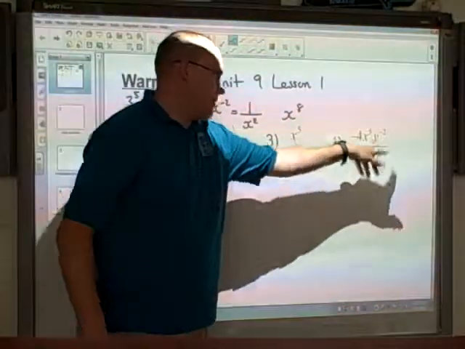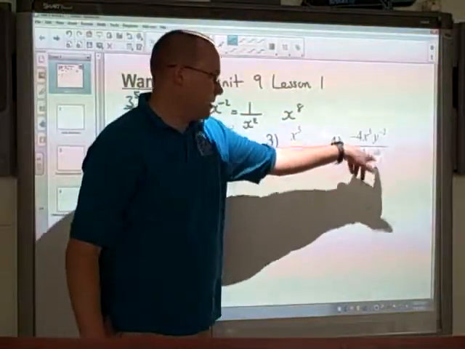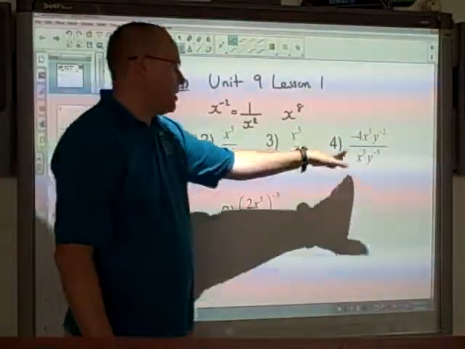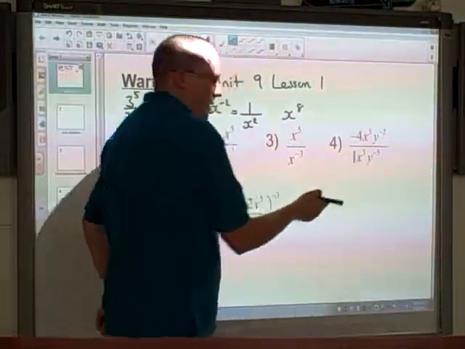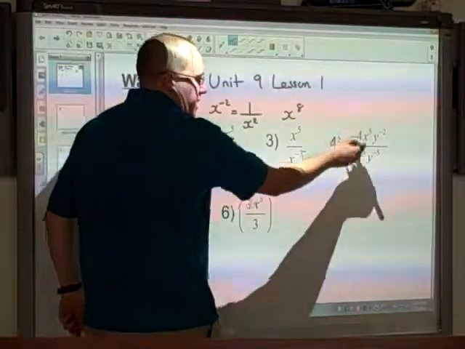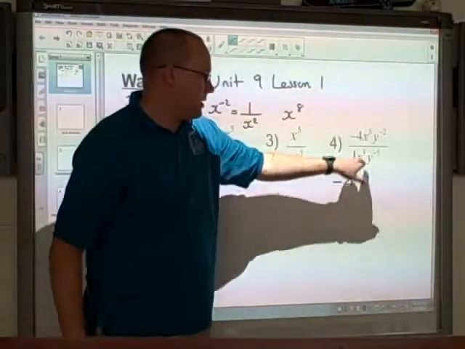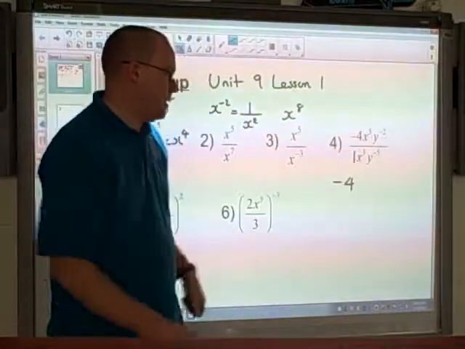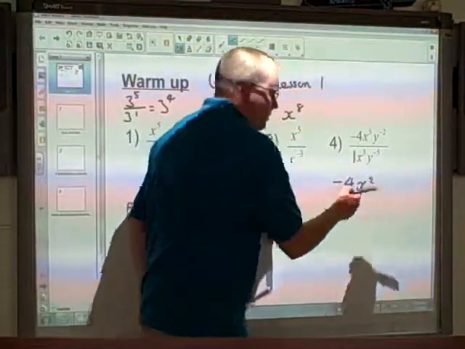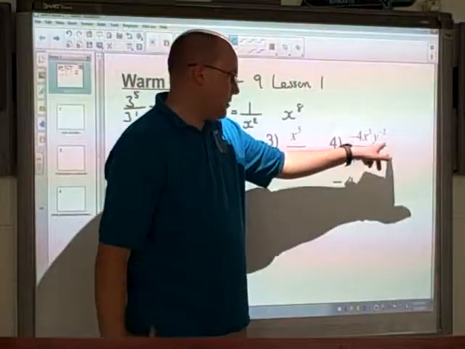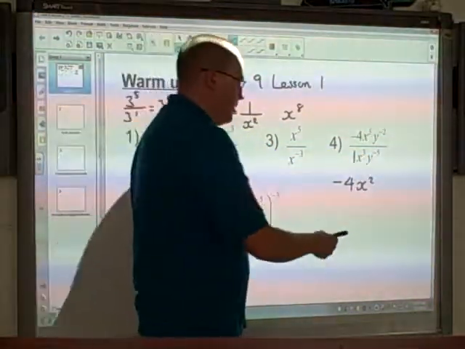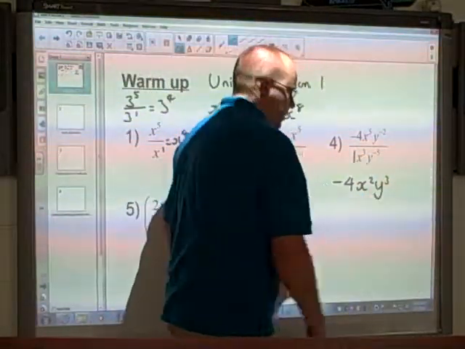And this one is actually 3 parts to this. We've got numbers, x's and y's, so we just do them one at a time. -4, technically this is 1x cubed, if that helps. So -4 divided by 1 is -4. We're going to subtract the exponents. 5 take away 3 is 2. And -2 take away -5 is +3.